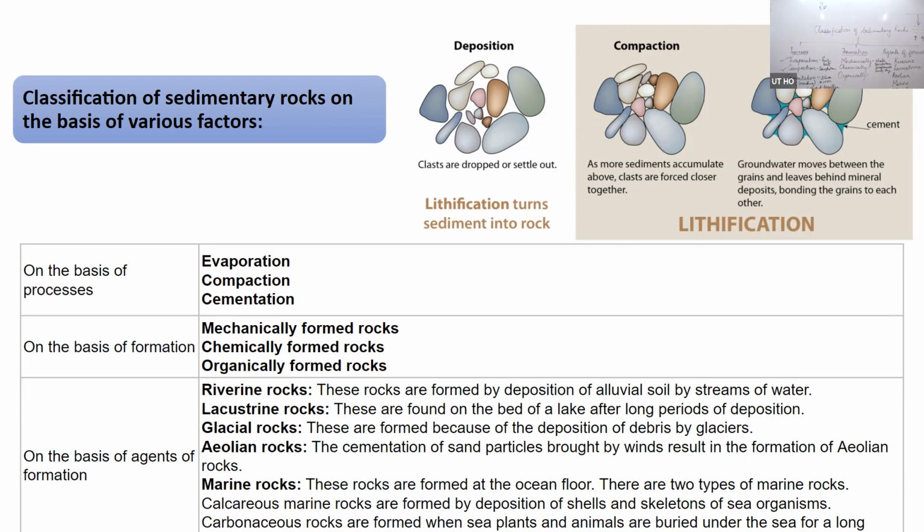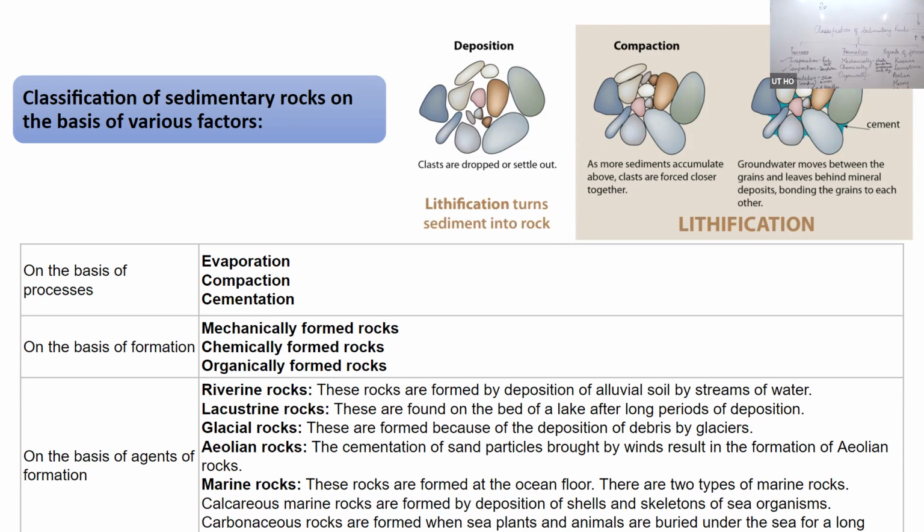Next, chemically formed. Chemically formed rocks. These are formed by the direct precipitation of mineral matter from solution. The accumulation takes place in the lakes and lagoons. They are compacted through evaporation. For example, gypsum and rock salt and potash.